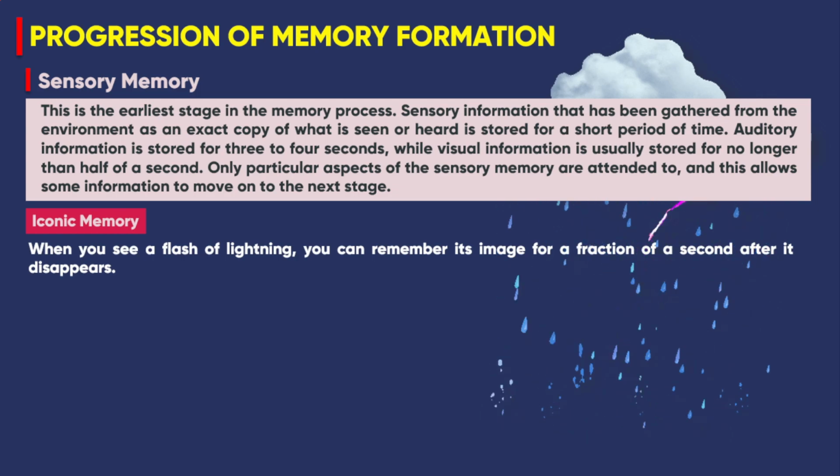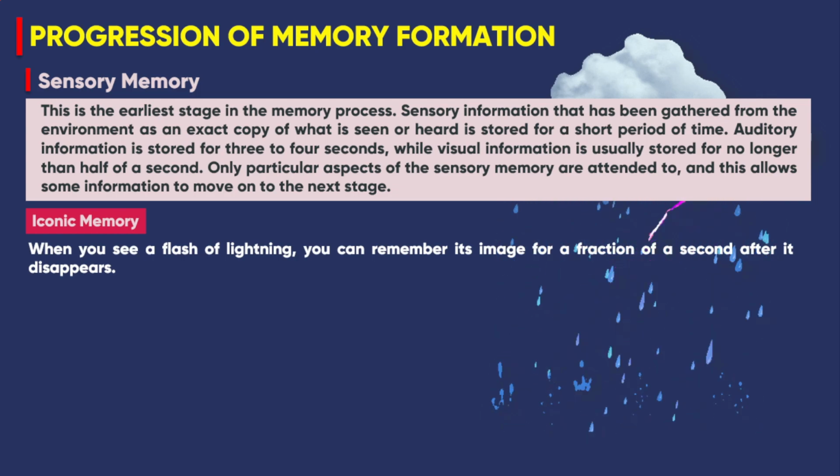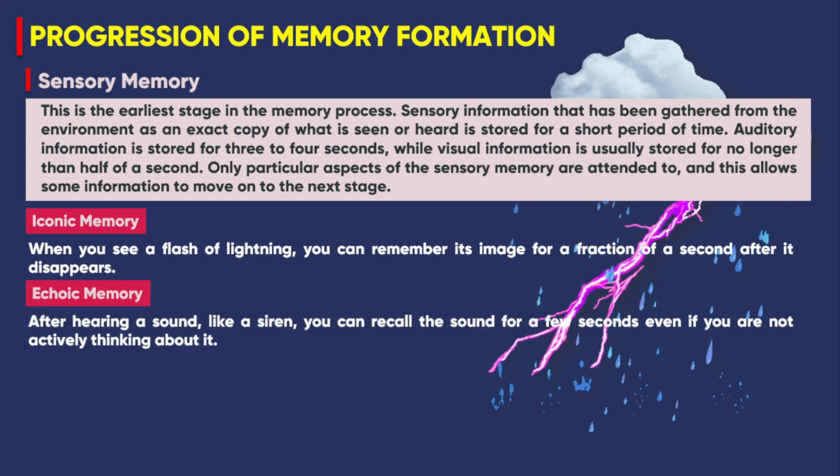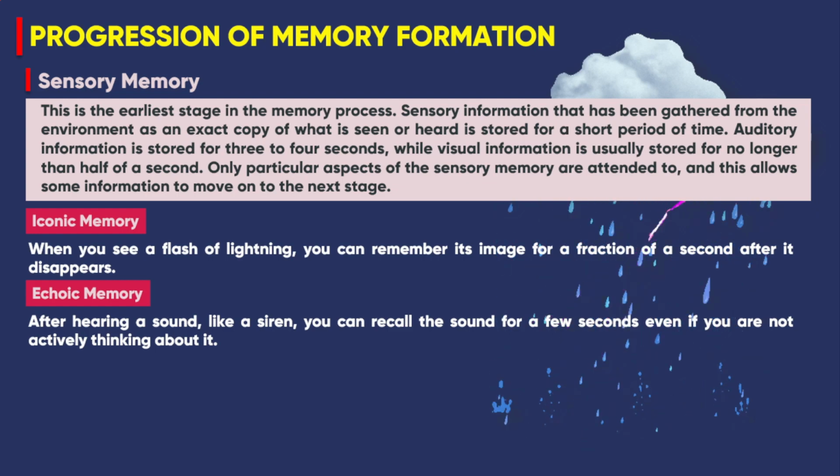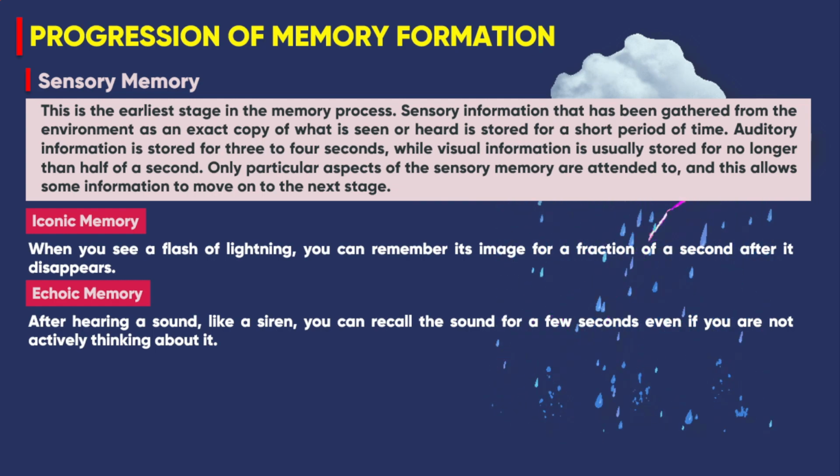Iconic memory. When you see a flash of lightning, you can remember its image for a fraction of a second after it disappears. Echoic memory. After hearing a sound like a siren, you can recall the sound for a few seconds even if you are not actively thinking about it.